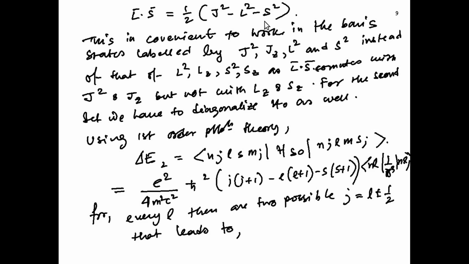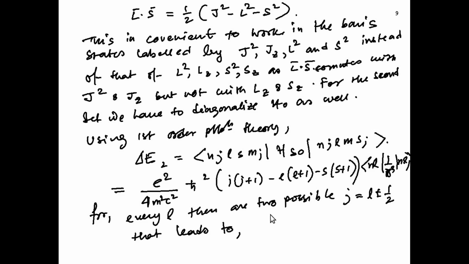We know L dot S is basically this. It's very easy to calculate the effect of J squared, L squared and S squared on this, because I have written it in this basis. So that will be just the contribution. Then we will be left with the 1 by r cubed term, which we showed how to calculate.